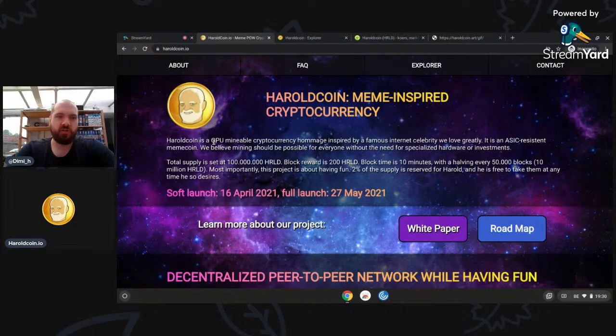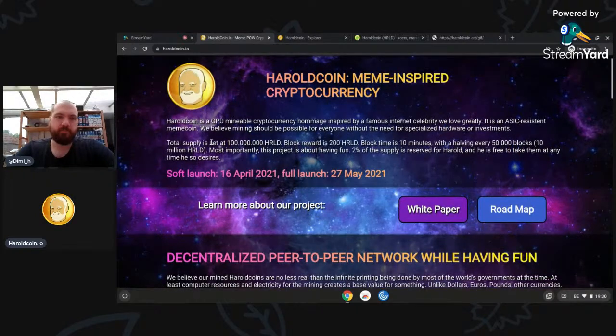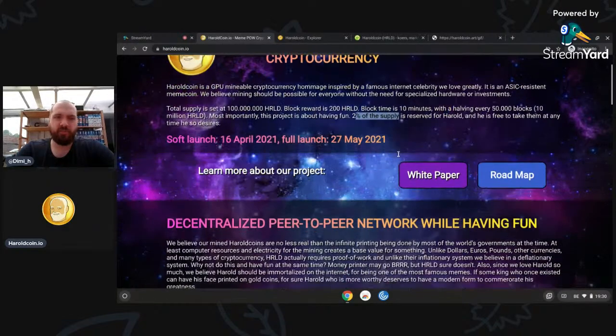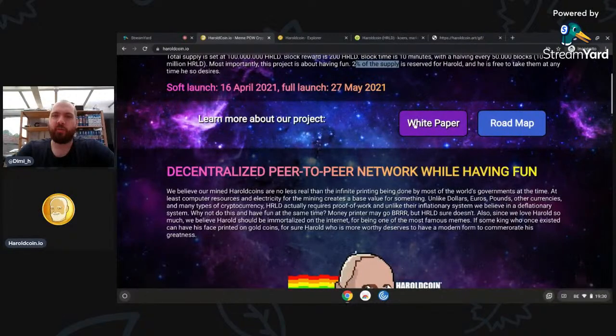So, as mentioned, it's a GPU mineable cryptocurrency, much inspired by the famous internet celebrity we love greatly, mainly Hide the Pain Harold. Total supply is 100 million Herald coin. Block rewards currently are 200. Block time is 2 minutes, with a halving every 50,000 blocks, so after about 10 million Heralds. Let me highlight this part: it's mainly about having fun, and 2% of the supply is reserved for Heralds. We can learn more about the project by clicking on the white paper.